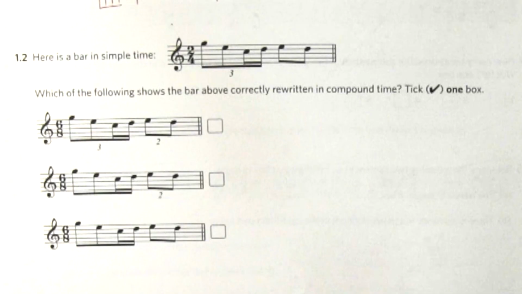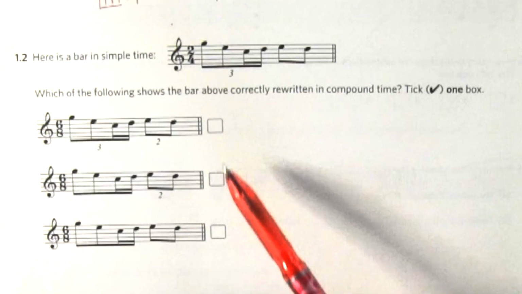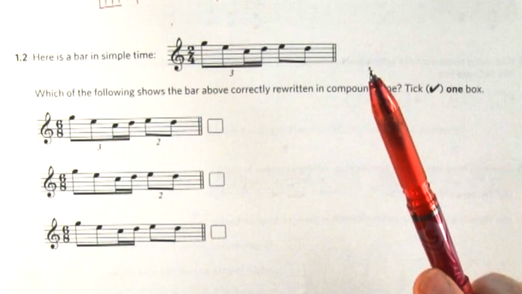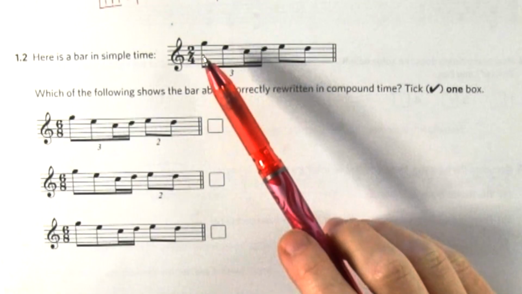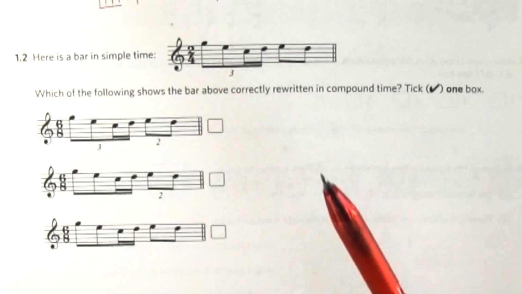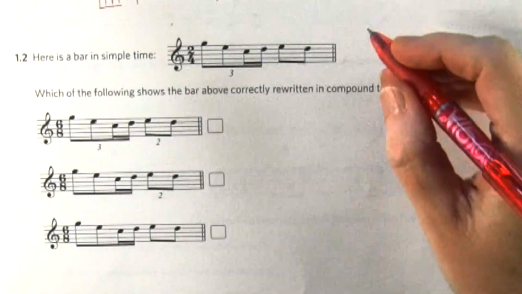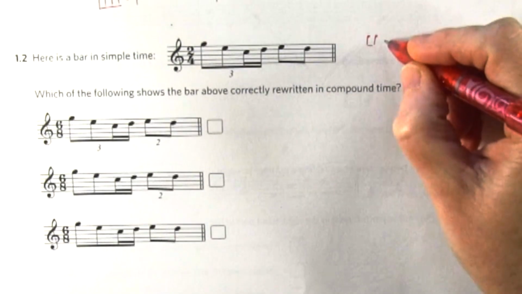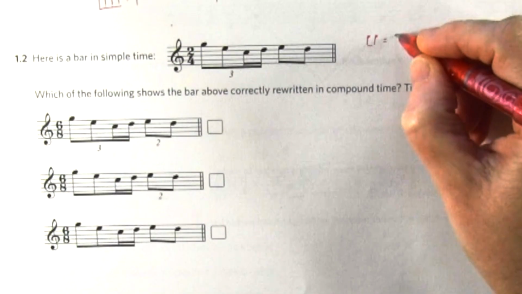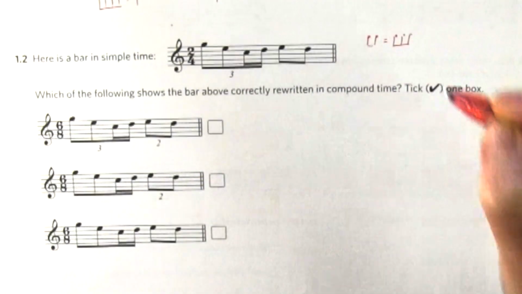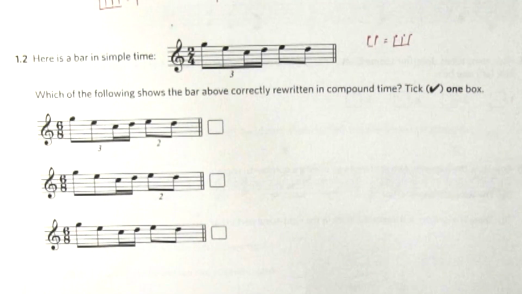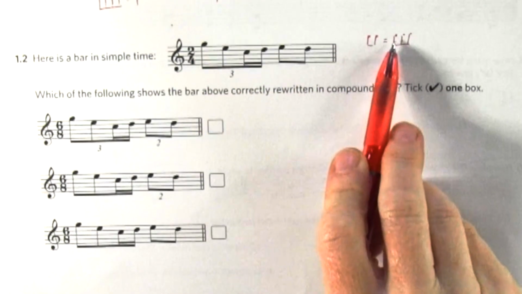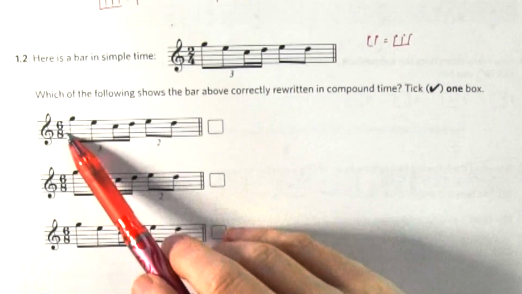Question 2. In this question, we need to tick the box that shows this bar correctly rewritten in compound time. 2/4 means 2 crotchets, and every crotchet is 2 quavers. That in compound time must become 3 quavers. So we need to have this crotchet twice, so 6 quavers. And the answer is 6/8.